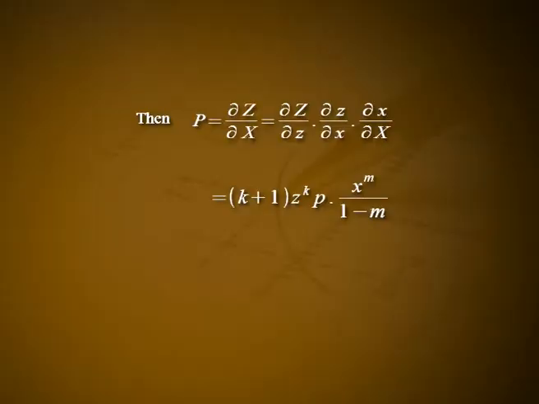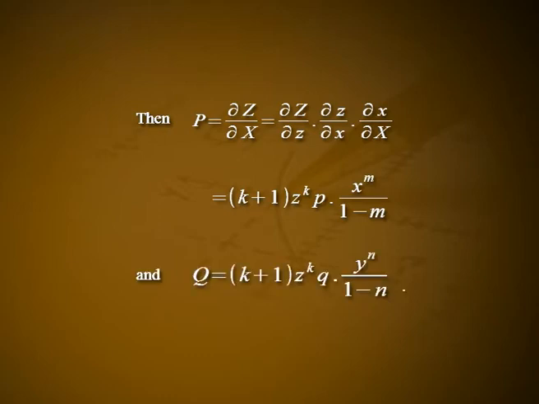We make the transformations capital X is equal to x raised to 1 minus m, capital Y is equal to y raised to 1 minus n, and capital Z is equal to z raised to k plus 1. Then capital P is equal to dou capital Z by dou capital X, which is equal to dou capital Z by dou z into dou z by dou x into dou x by dou capital X, which is equal to k plus 1 into z raised to k into p into x raised to m divided by 1 minus m, and capital Q is equal to k plus 1 into z raised to k into q into y raised to n divided by 1 minus n.